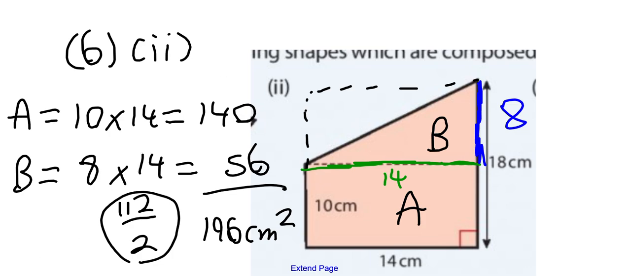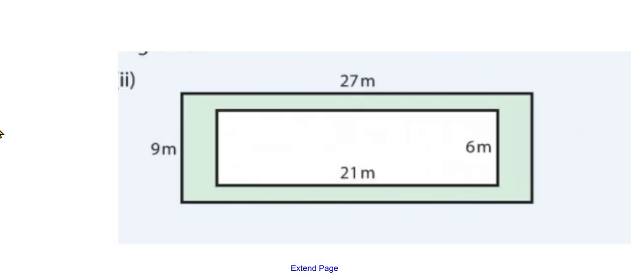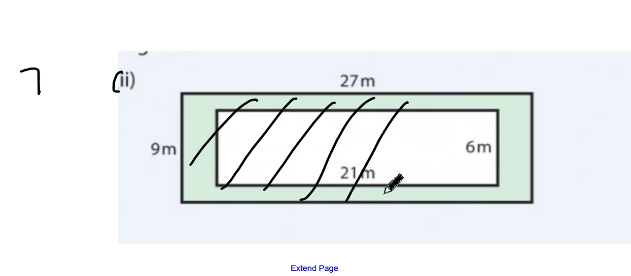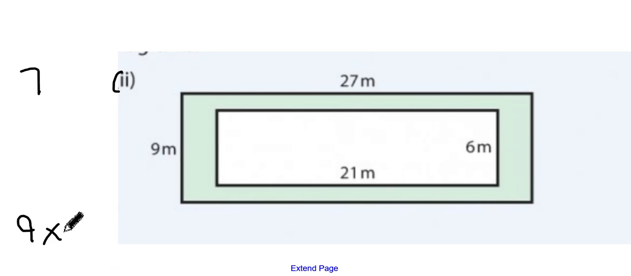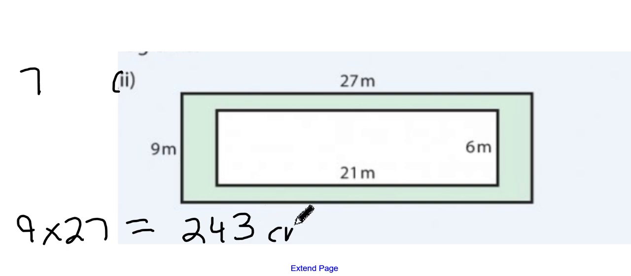Now, next one. Is this 7 part 2? Okay. So the deal is I have to get the area of the big rectangle and then I take away the small rectangle. So the big rectangle will be everything here. Agreed? So what's 9 multiplied by 27? 27 multiplied by 9, anybody? 243. And finally, we're going to take away this rectangle here.